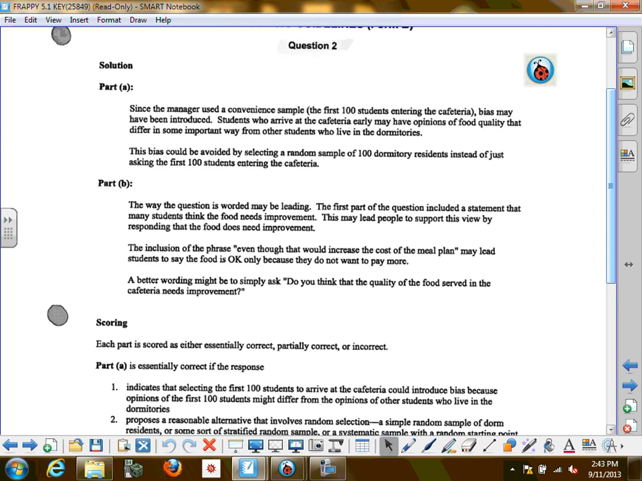The leader in your room will take a random sample from your stack and see if you are grading them correctly, and then that person will be checked by another person. So it's very intense to make sure that students across the nation get graded in an equitable fashion. Okay, so let's AP grade your FRAPPY 5.1.